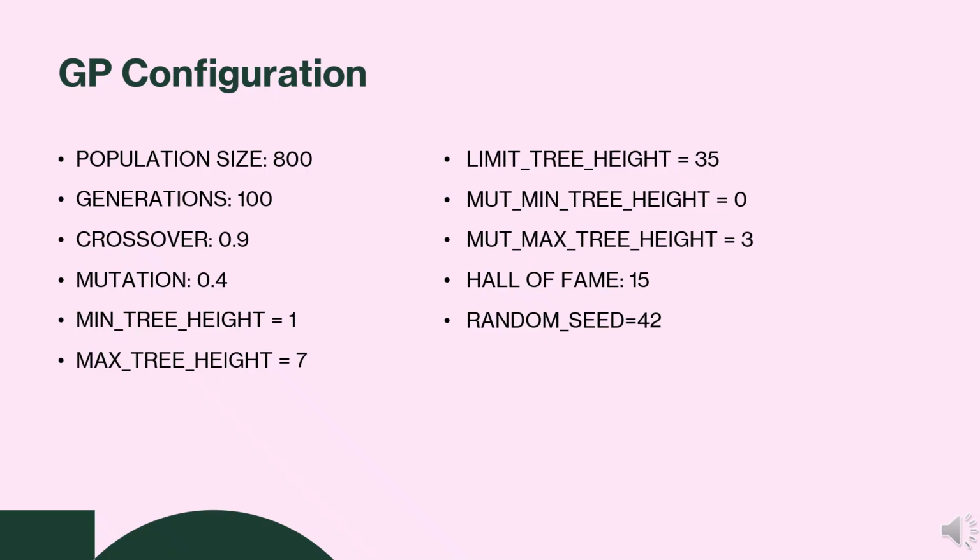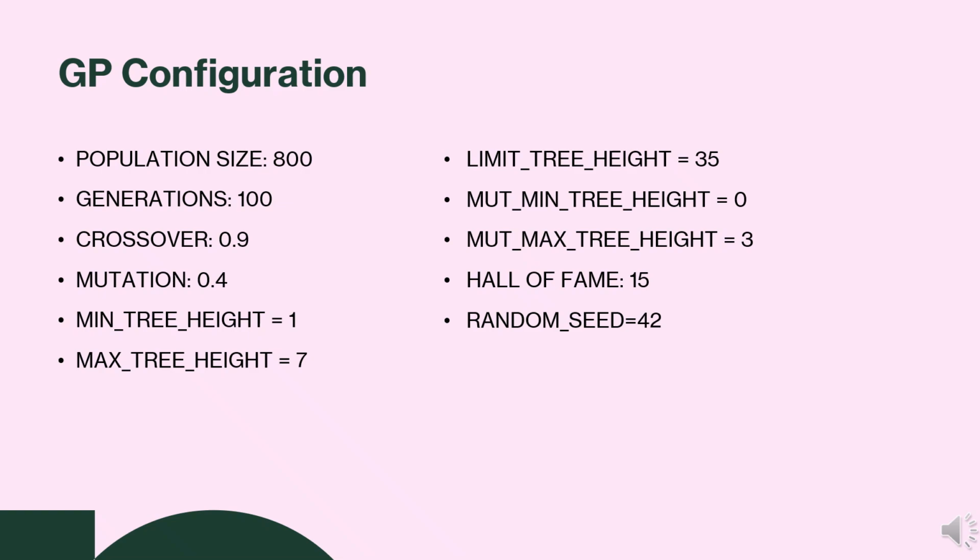For genetic operations, we used a crossover probability of 0.9. This means 90% of the time two parent trees will exchange parts of their structure to create new offspring. We also used a mutation probability of 0.4. Mutation introduces more random changes in the trees. This helps the system avoid getting stuck in local optima and keeps the search process creative.